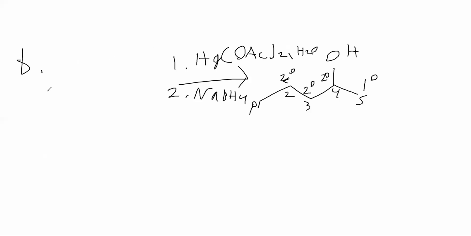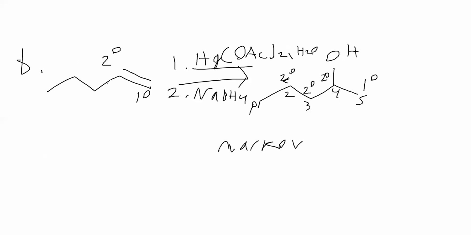But if we put the double bond here, then this is secondary versus this being primary. And like I said, this is going to form the Markovnikov product. So it's going to put that alcohol only here on the secondary position, which is where we want it. So this is the substrate you would use with this set of conditions to get that product.